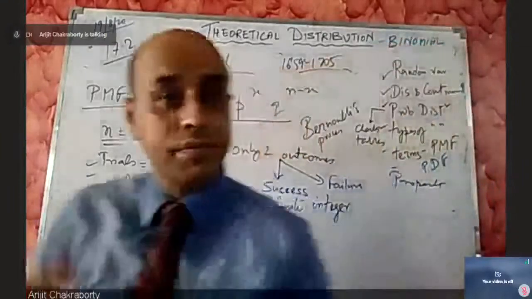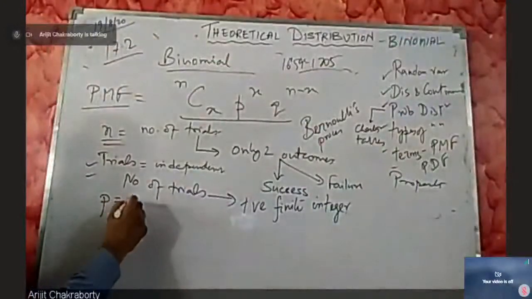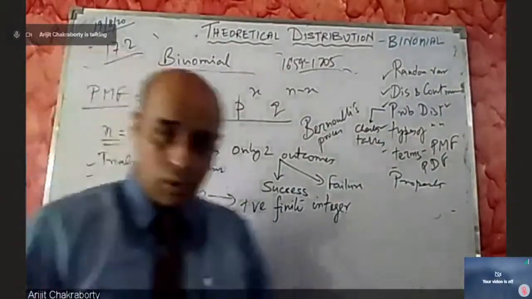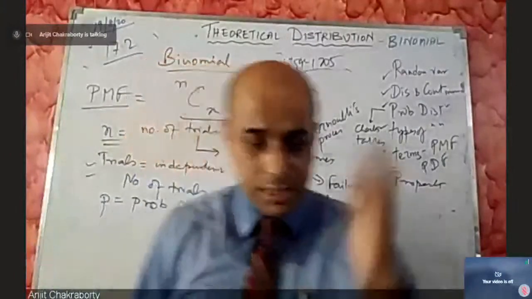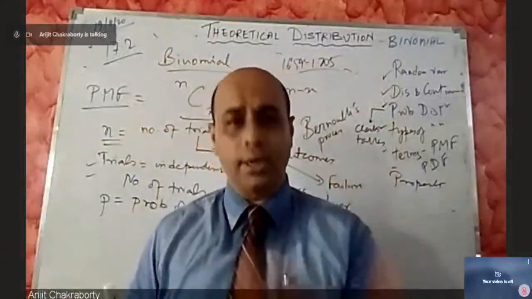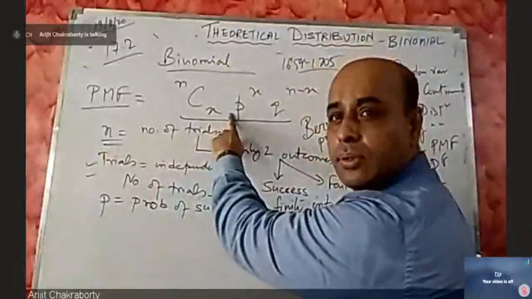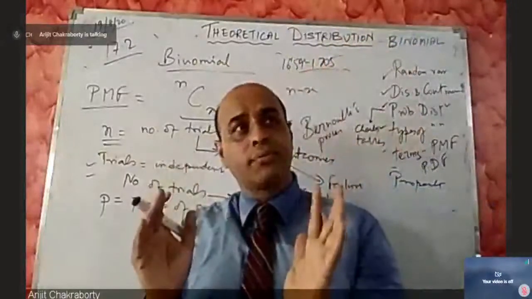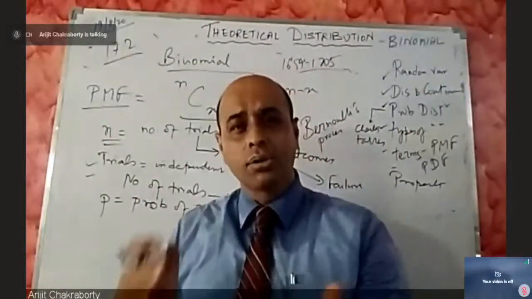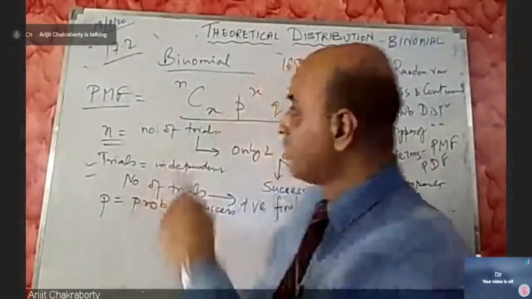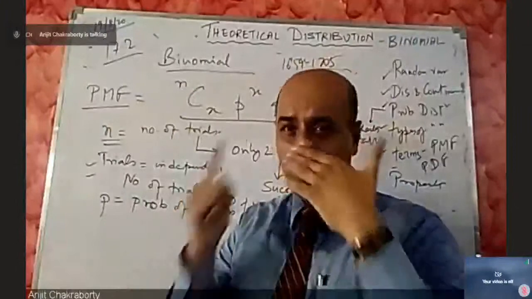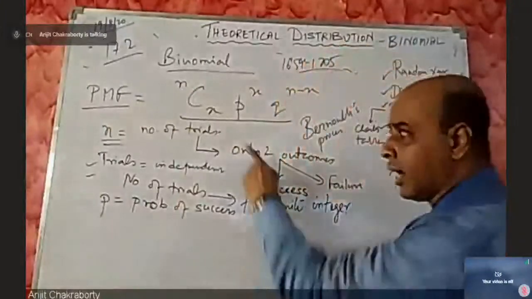P is what? P is the probability of success for one trial. So for a coin tossing, the probability of getting a head is 0.5, half. So here P is half. But the total probability of getting, say, at least 10 heads out of 15 tosses will be given by the PMF, this whole formula.